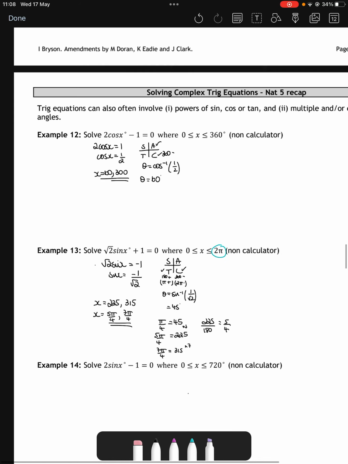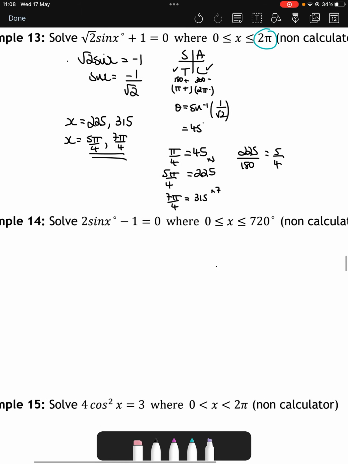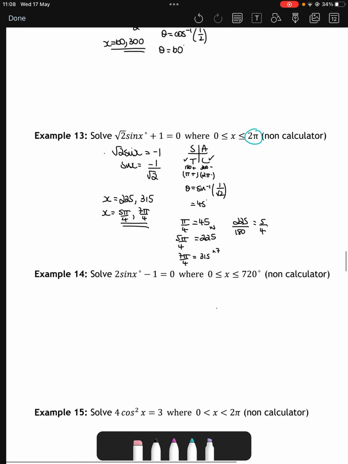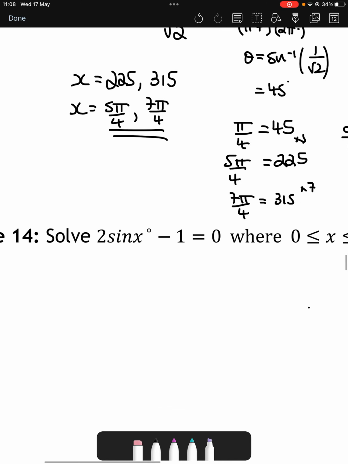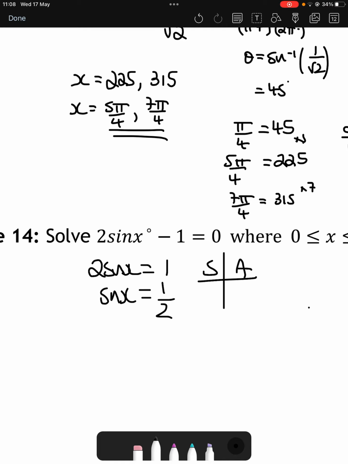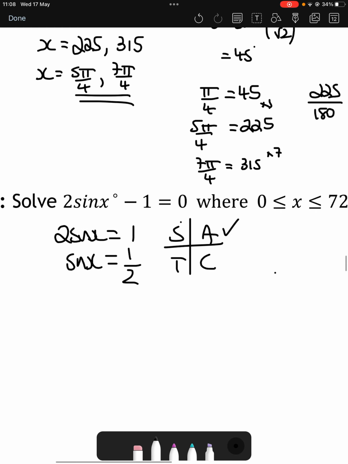Right, 14. Now 14 obviously is quite similar to the first one, but you can see this time it's sine, and it's also going up to 720. So we need to talk about that. We're going to rearrange it as before, use a cast diagram. So again, you're just churning out your steps. It's degrees this time though.